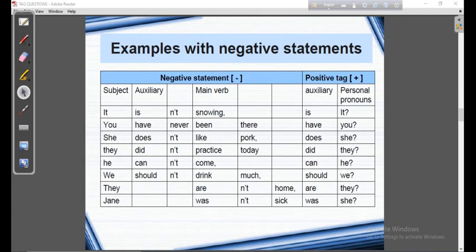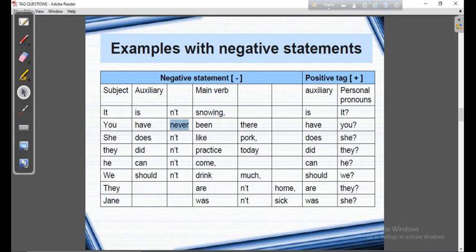And now we'll discuss examples with negative statements. I've said several times that if the statement is negative, it will take a positive tag, and if the statement is positive, it will take a negative tag. Now we will discuss negative statements. So, "it is not snowing," that means "it isn't snowing, is it?" "You have never been there."